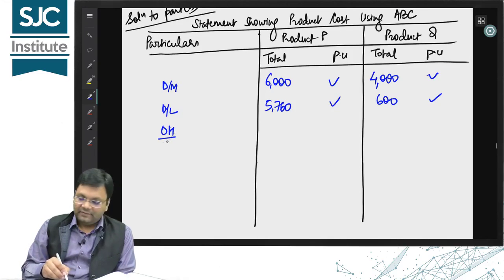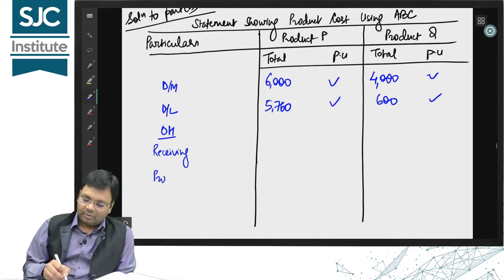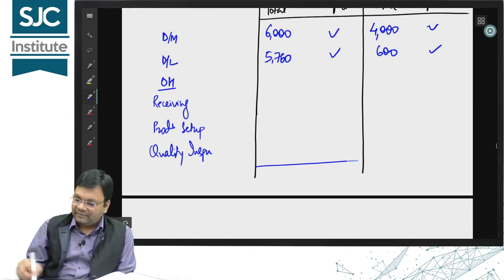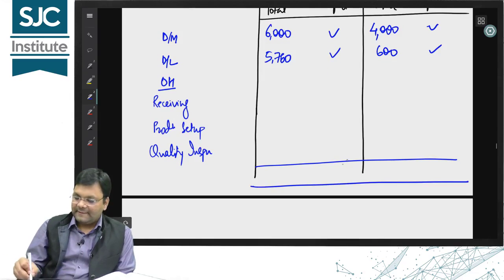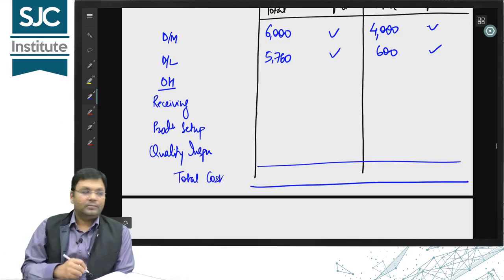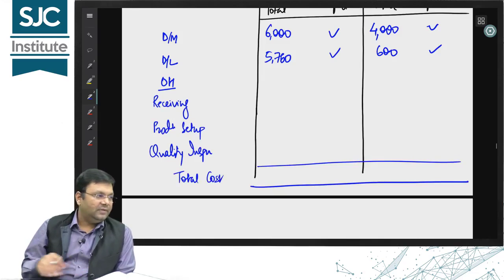So next we have overheads. As you know, there are three activities here: receiving, production setup, and quality inspection. For these three, we don't have the rate available with us. So we need to do some working notes to find out the rates and then the cost. Then the total cost will come.